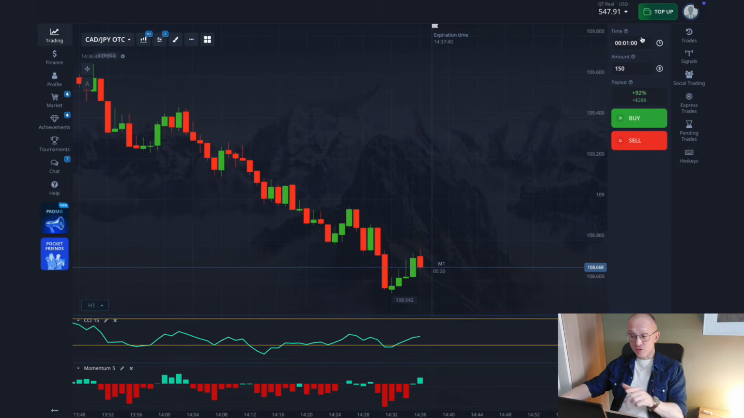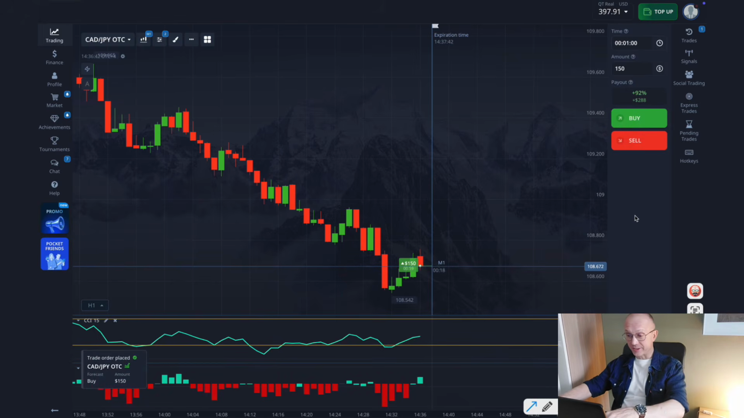After a series of movements, the market changes its character. Expiration is 1 minute, and I'm opening a long trade for $150.